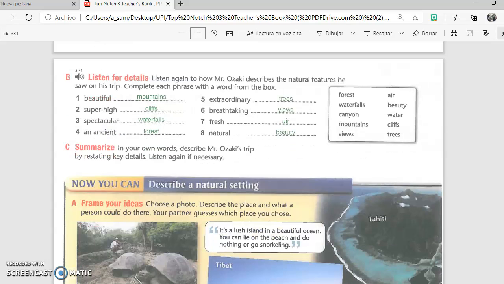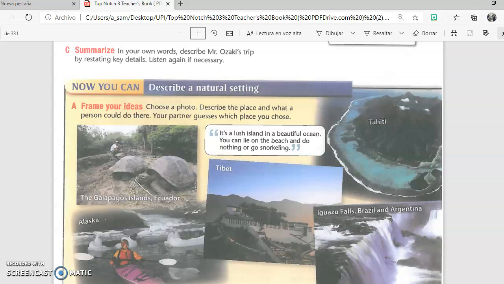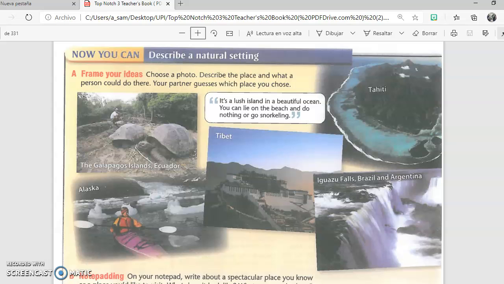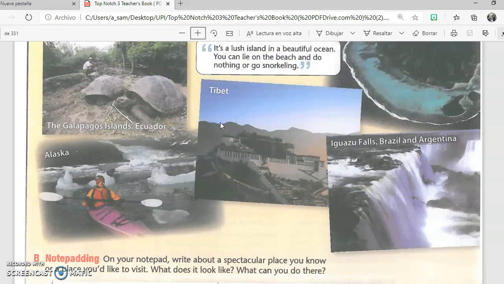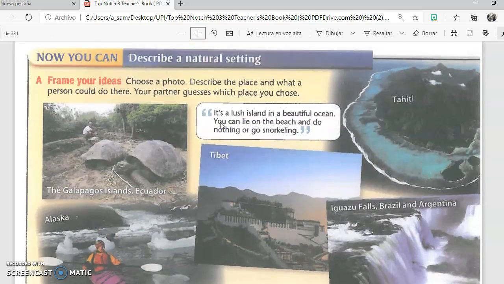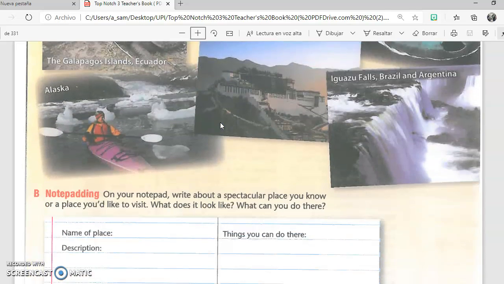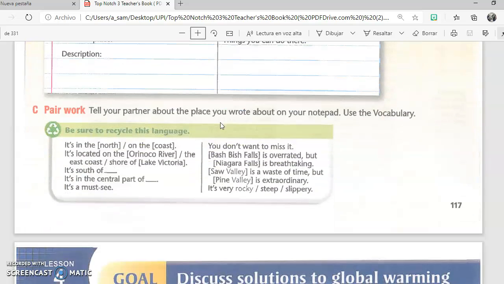And there we have that information also. Then we're going to move to describe a natural setting. Vamos a ver those natural settings. Natural settings, we have the Galapagos Islands, Ecuador. Then we have Alaska, Tibet, Tahiti, Iguazu Falls, Brazil, and Argentina. There you have some vocabulary that you have to study. Be sure to recycle this language. Remember, okay, to study this.